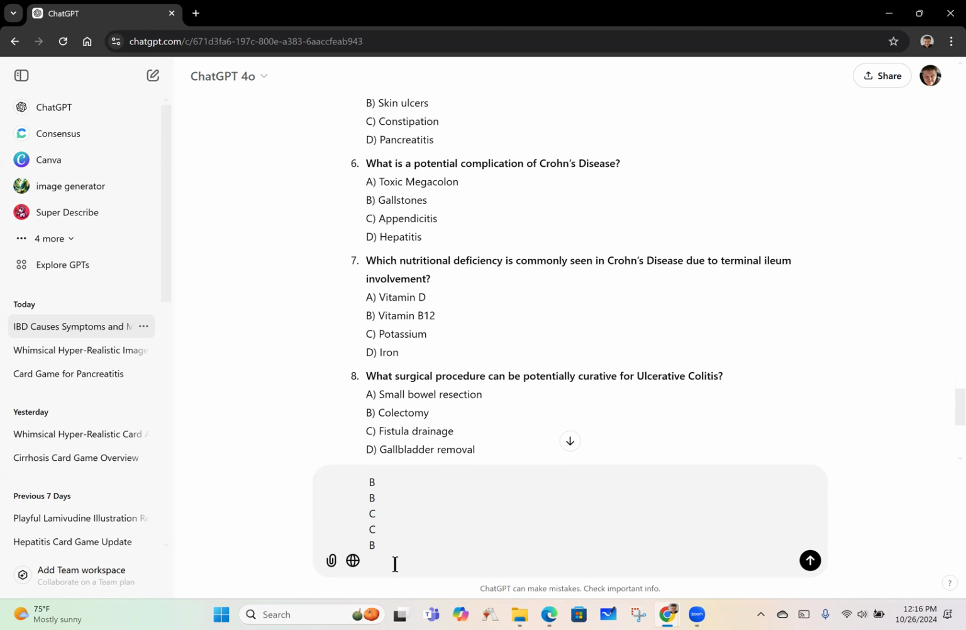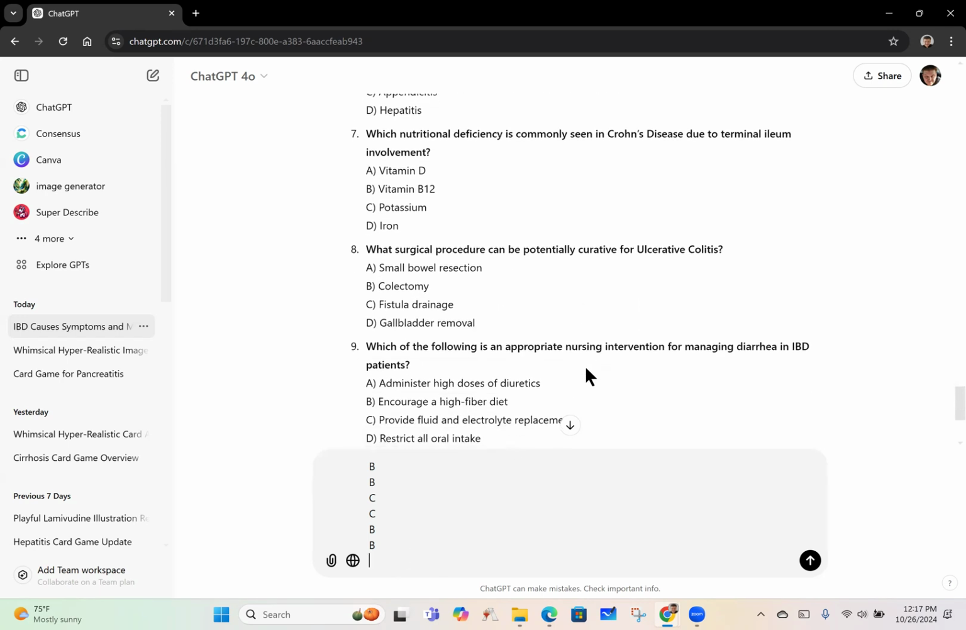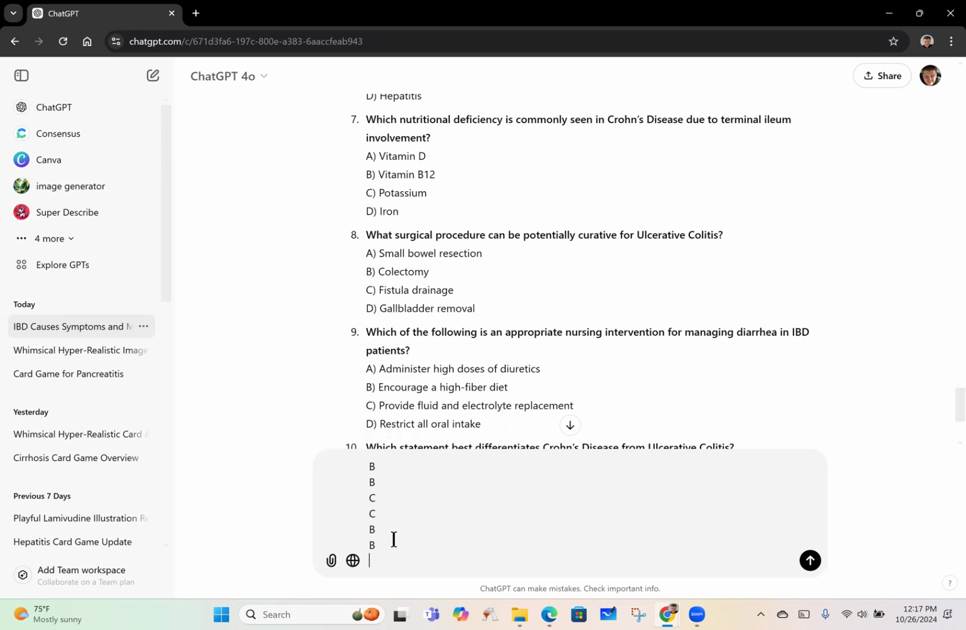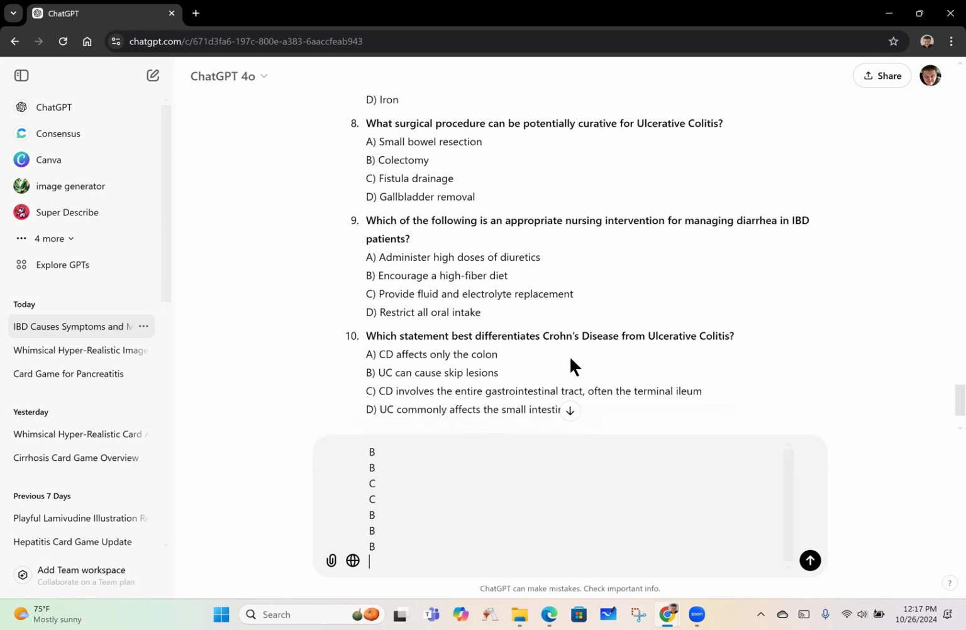So toxic megacolon is ulcerative colitis. Gallstones, yep, that checks off. Appendicitis, no, not really. It's in the right area. Hepatitis, no, that's a virus, right? And then which nutritional deficiency is seen in Crohn's disease? So because I put the rationale, it gave me better questions. Look at that. What surgical procedure can potentially be curative for ulcerative colitis?